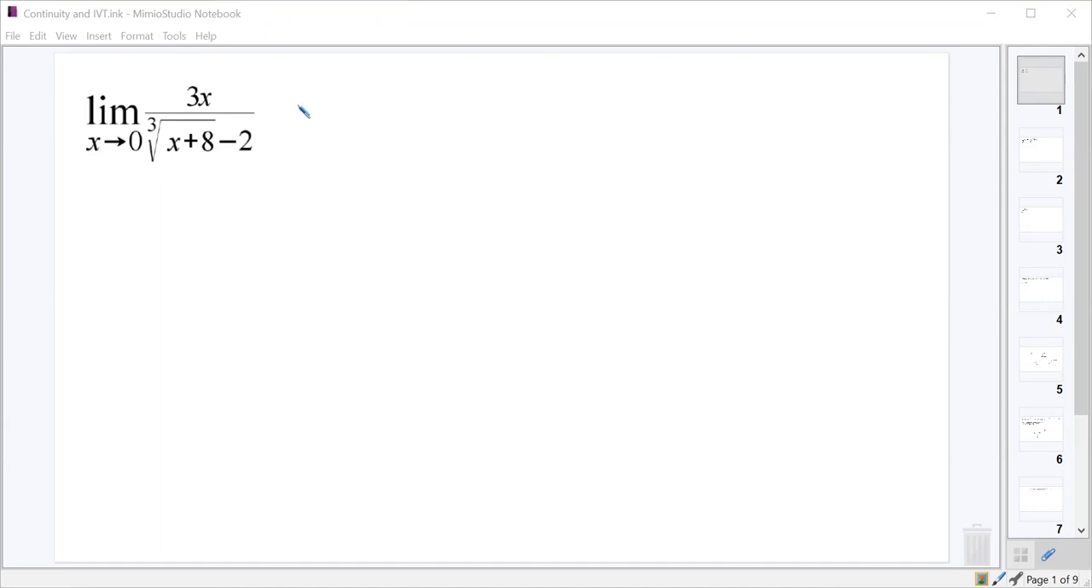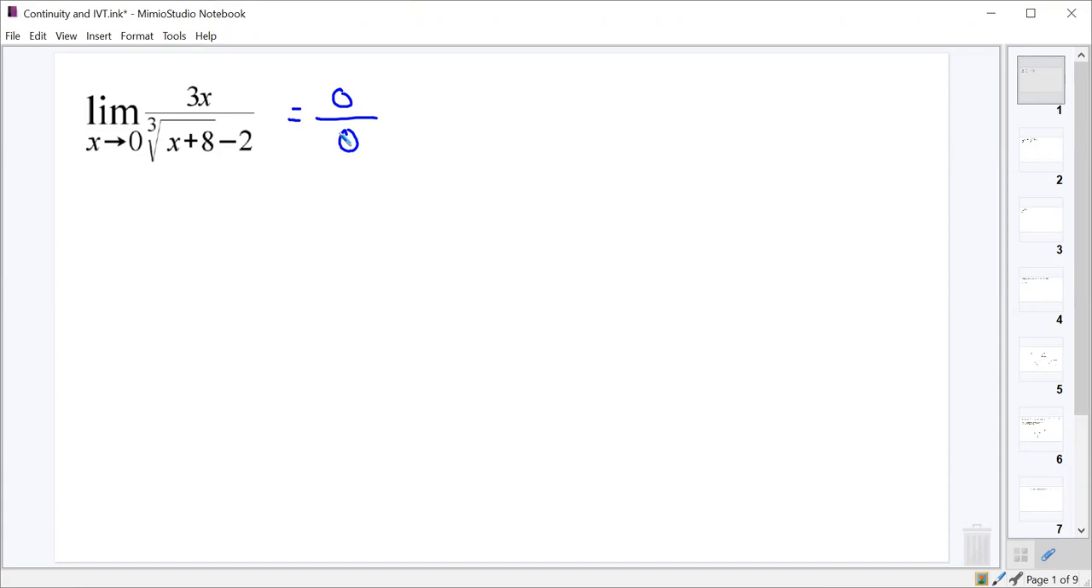So plug in 0, the numerator is 0. And the denominator, cube root of x plus 8. If we plug in 0, that's just the cube root of 8, which is 2, minus 2, 0. So it is indeterminate, unfortunately, because if it wasn't indeterminate, then we'd be done. So what are we going to do to deal with this one? Because it doesn't quite look like any of the ones we've dealt with yet.